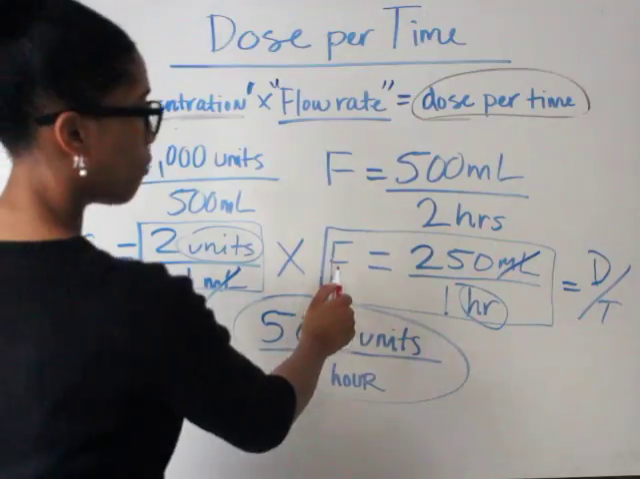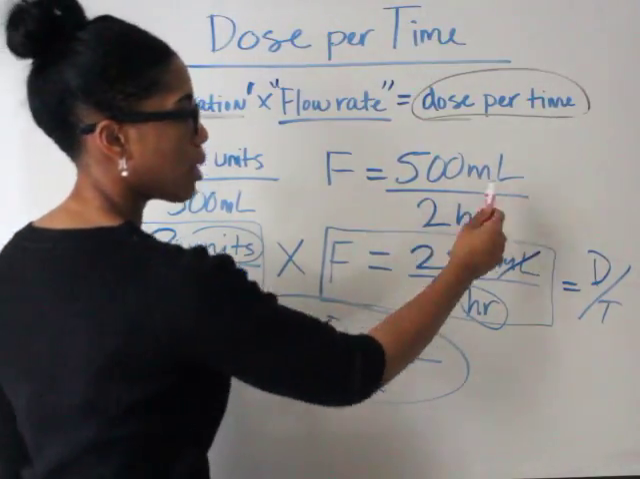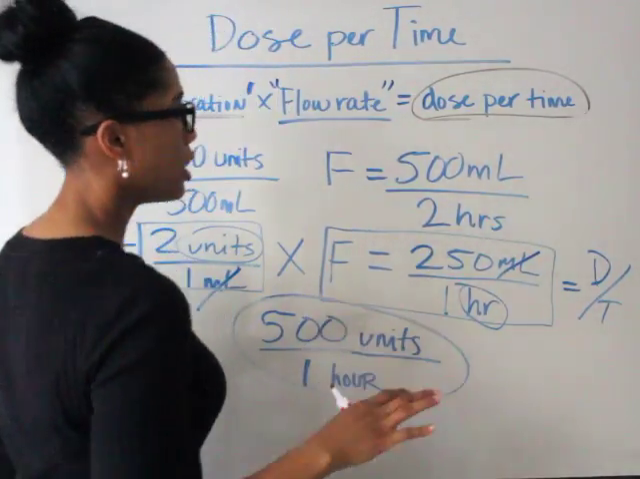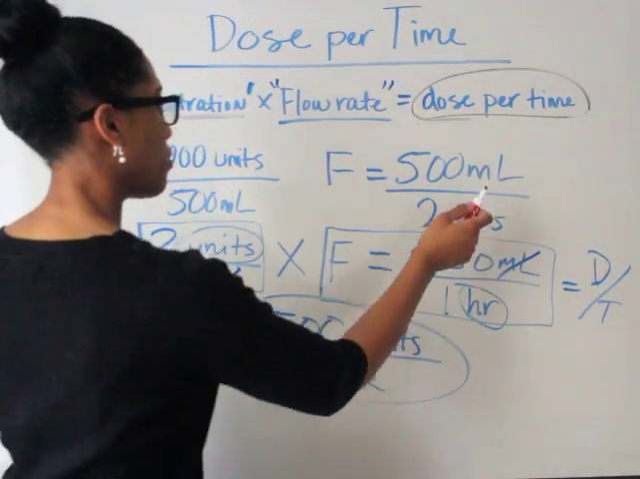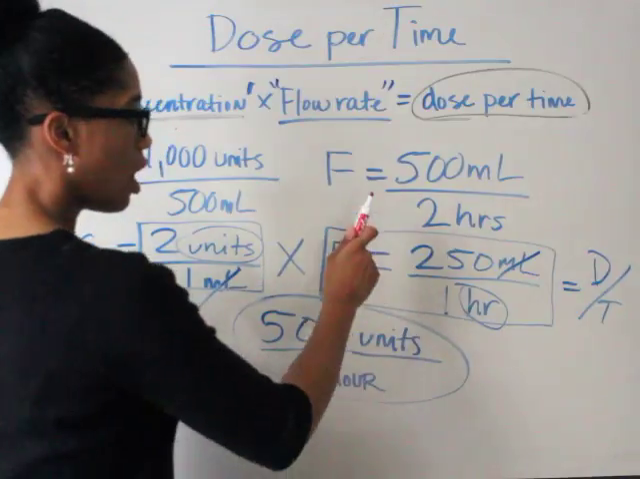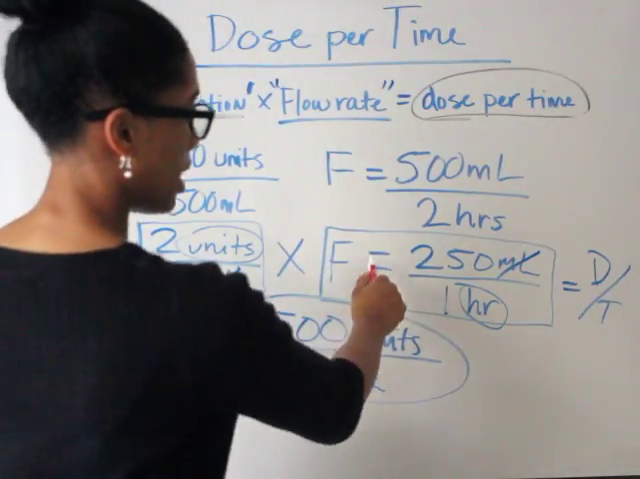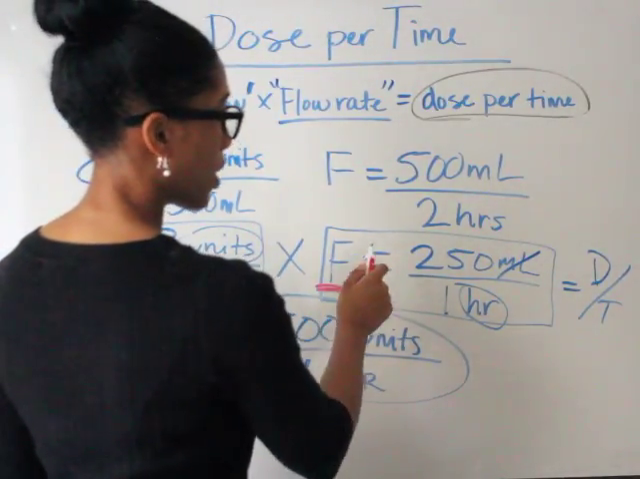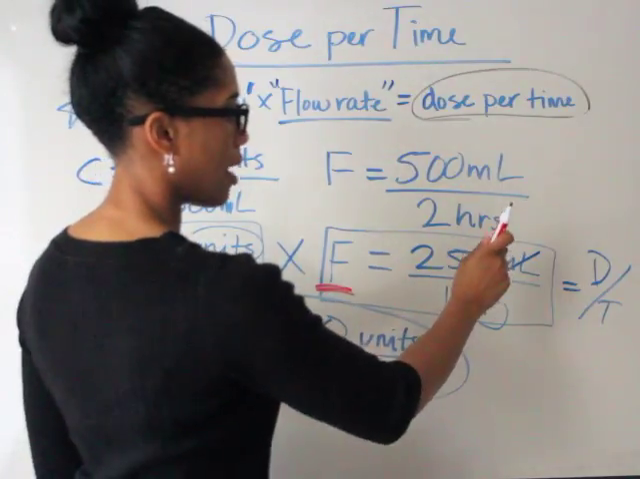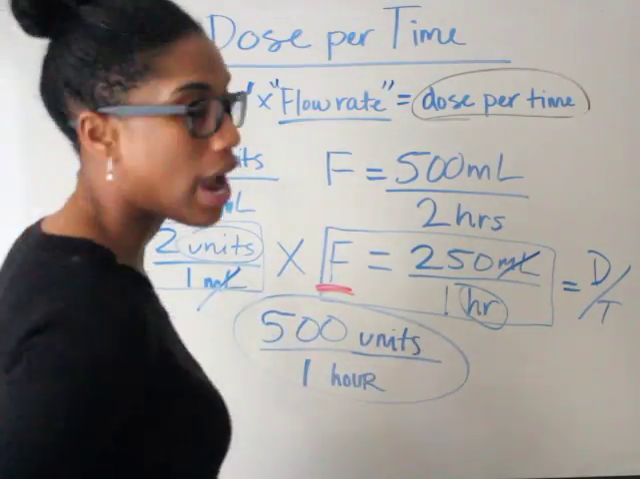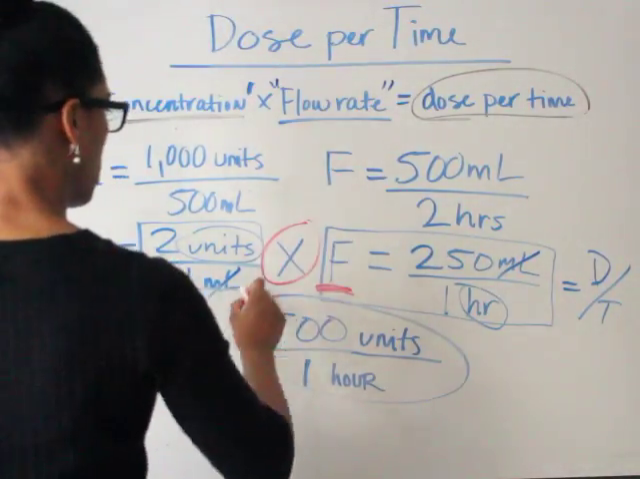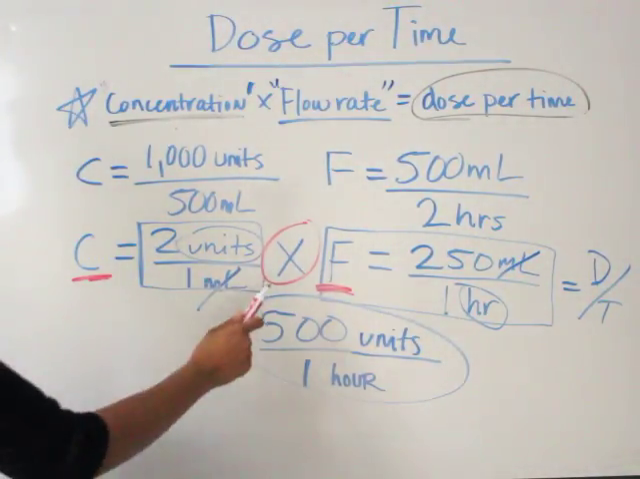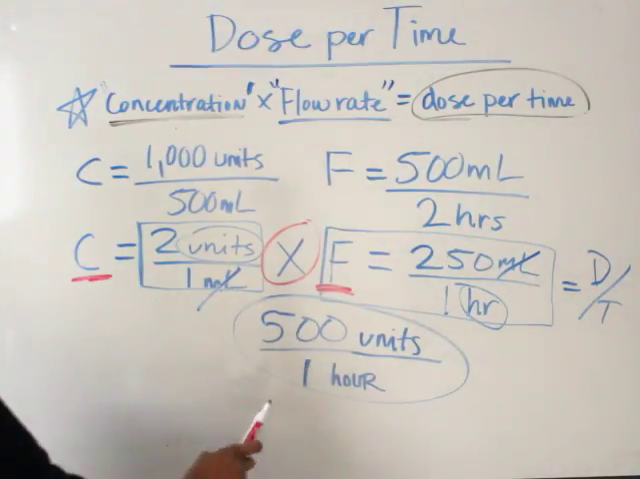So flow rate equals 500 ml divided by 2 hours, because when you're dealing with flow and a rate, you're usually talking about something over time. So it's 500 mLs over 2 hours. The flow rate would be equal to 250 over 1 hour after you simplify that. Then you multiply concentration times flow rate, which will give you 500 units over 1 hour.